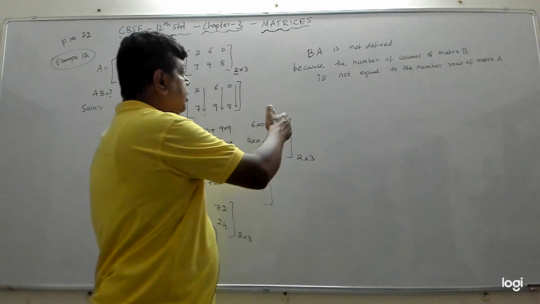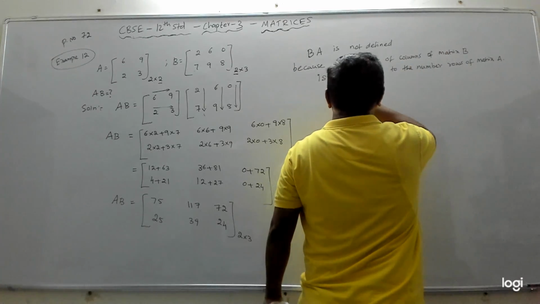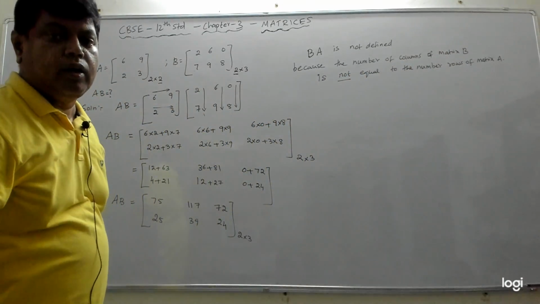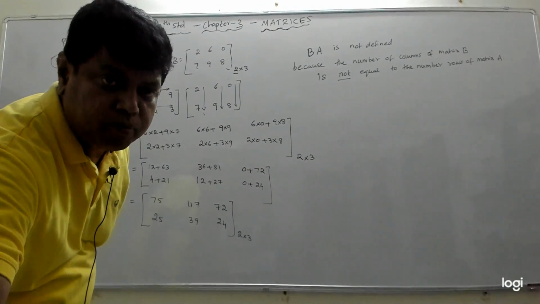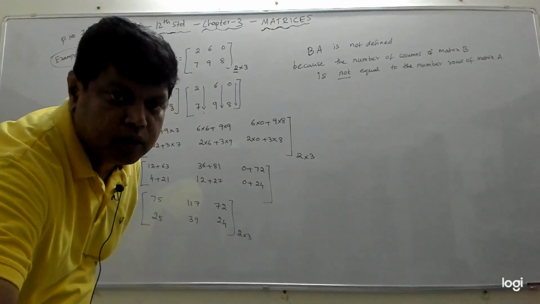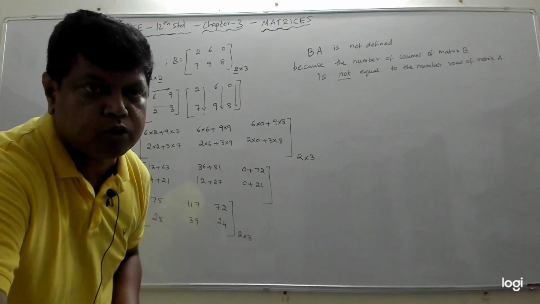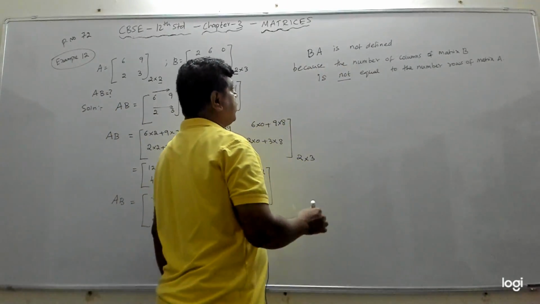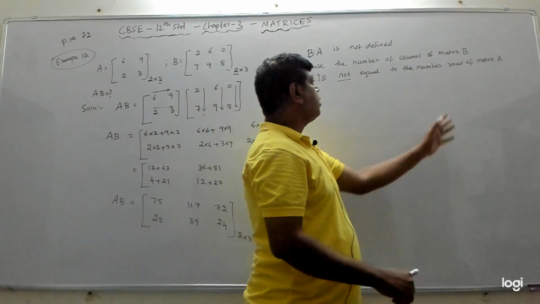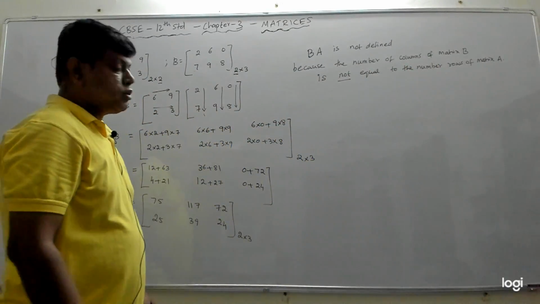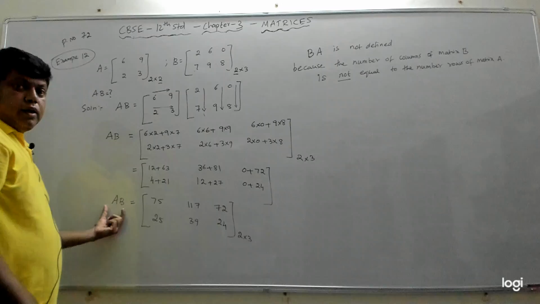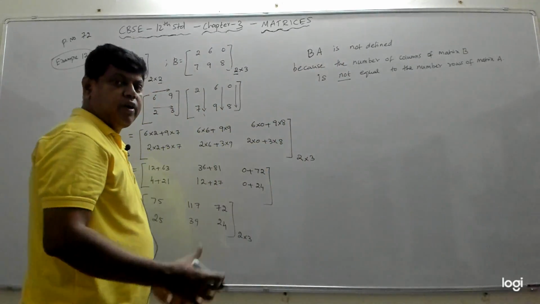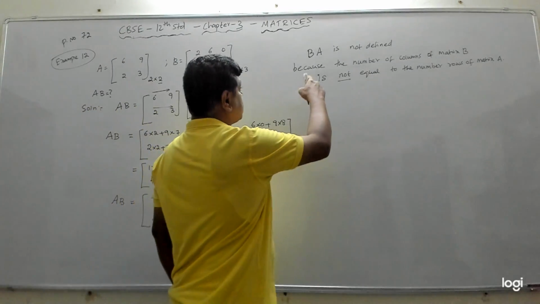B into A we cannot do because the number of columns of B is not equal to the number of rows of A. So B into A is not defined. Here we could do AB. A into B we got this matrix, but B into A is not at all defined. We can't even find it, because this condition is failing.